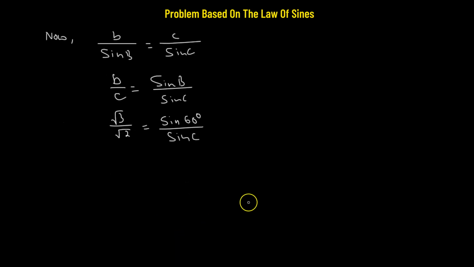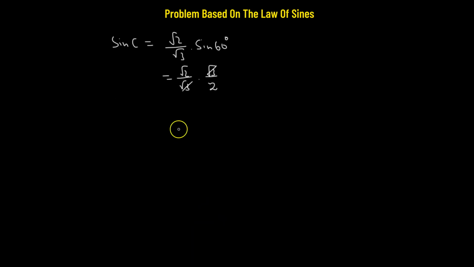So let's solve for sine C. Sine C will be equal to square root of 2 divided by square root of 3, multiplied by sine 60 degrees. And what is the value of sine 60 degrees? Sine 60 degrees is square root of 3 over 2. So we can cancel out the square root of 3 and square root of 3, and this gives us the value 1 over square root of 2. So this is the value of sine C.